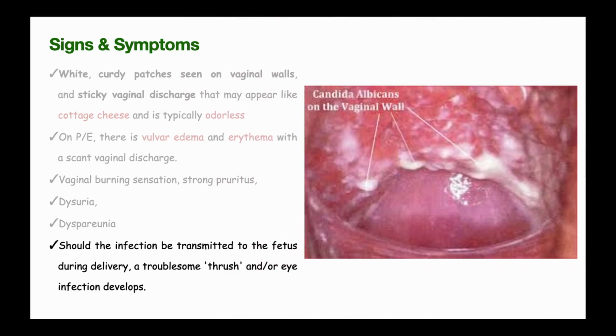Now, when we look at the diagram on the right, this is a photo showing how the candida looks. So you can see these white discharges on the vaginal wall. It looks like cheese over there, loosely attached to the mucosa of the vagina.